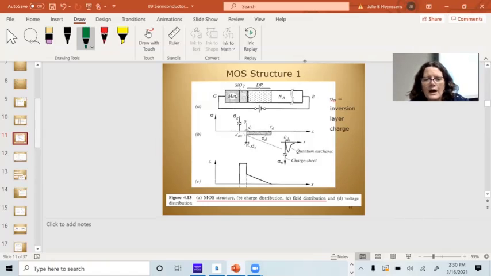Here we go. This is the MOS structure. Now this is the oxide right here.